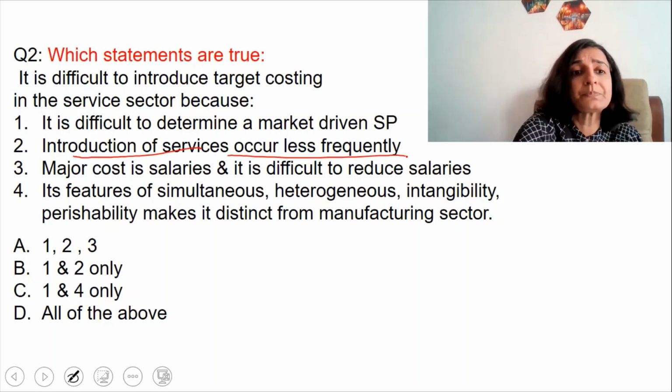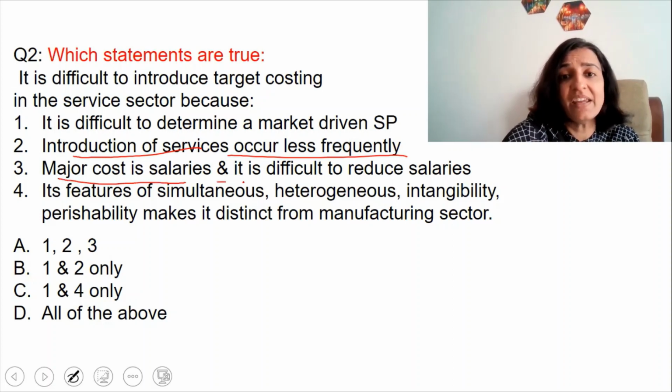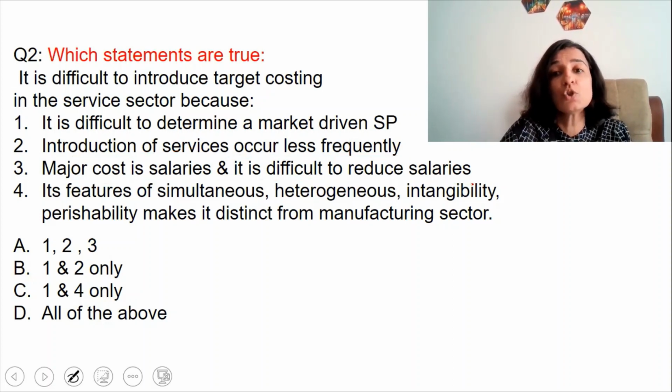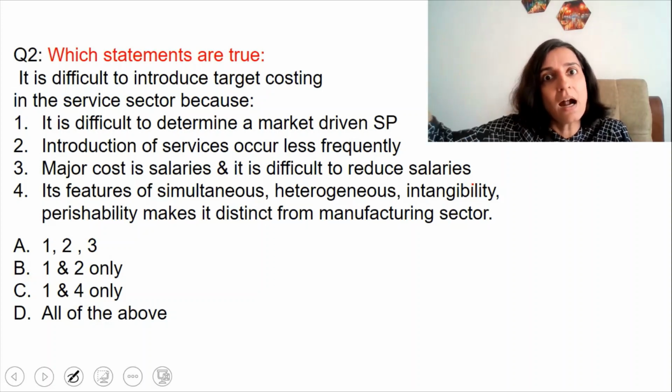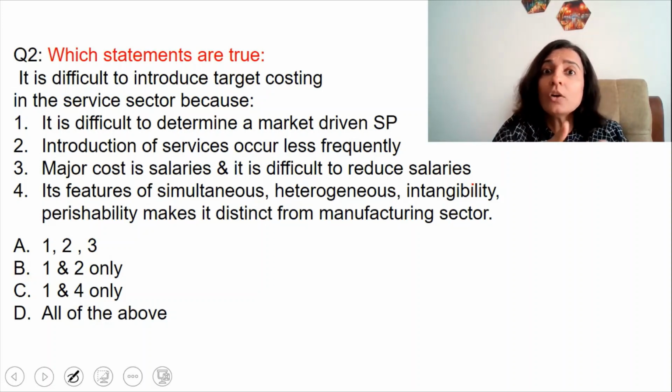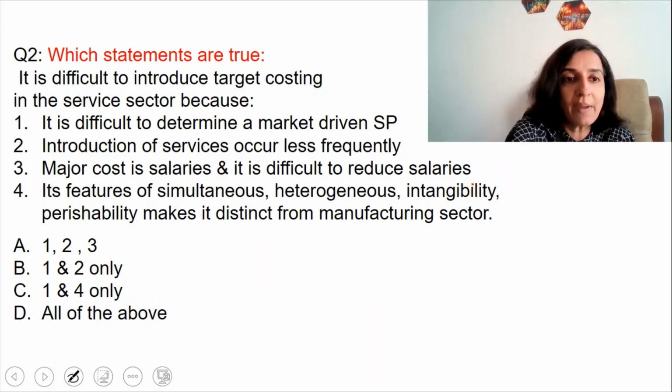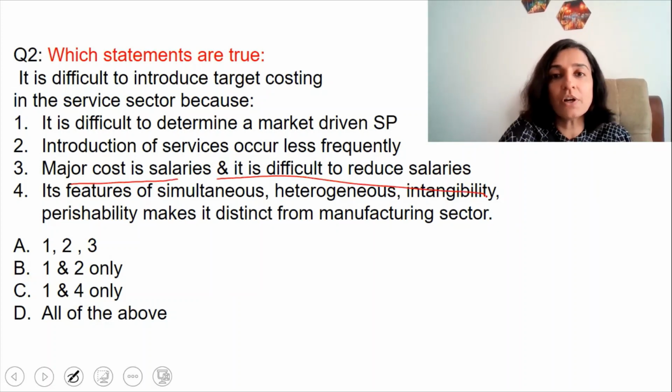Now, the third one, major cost is salary, and it is difficult to reduce salaries. That is also true because in the service sector, it is people who are managing the service, right? For example, a hospital. If we were trying to reduce cost and we reduce the salary of the doctors or the nurses, then the experienced ones will immediately leave. So we are left with inexperienced people, which means that our demand will be affected. So we cannot cut down on their salary. So the major cost is salaries, and it is difficult to reduce salaries.